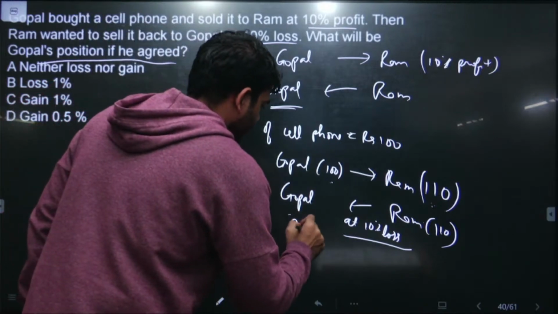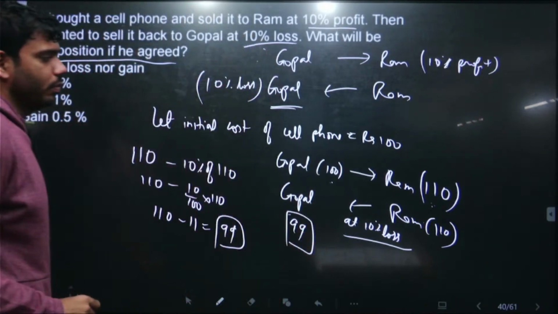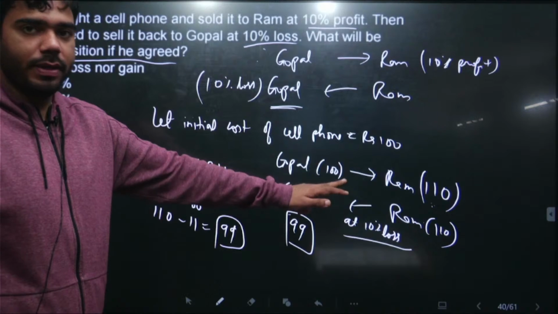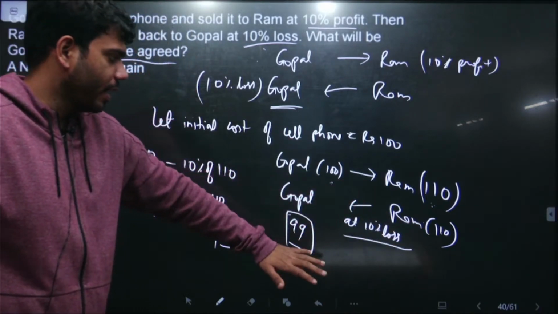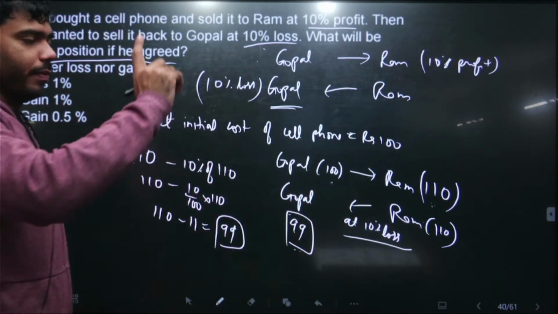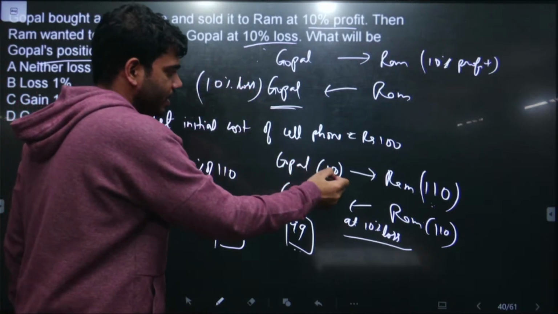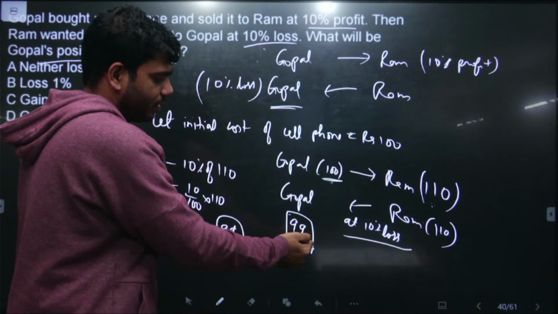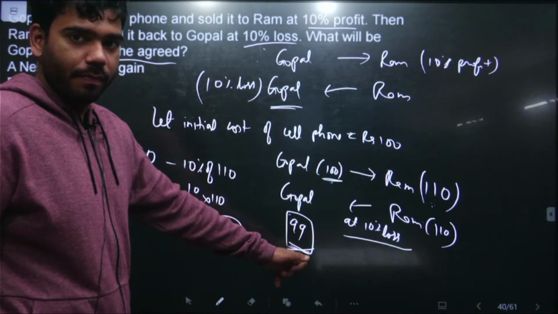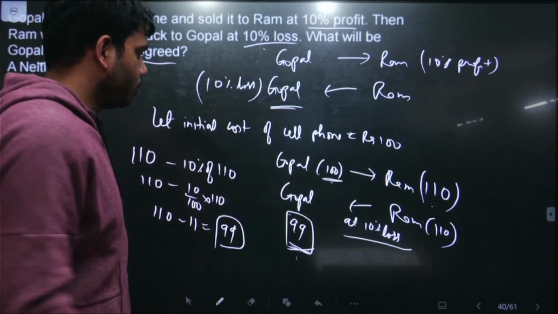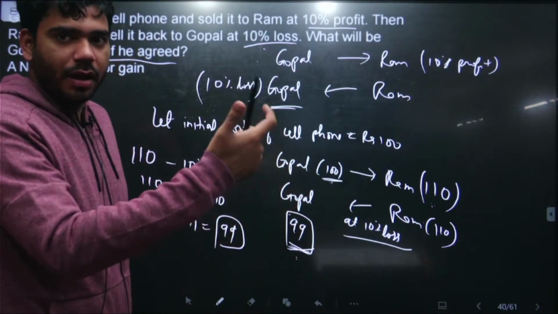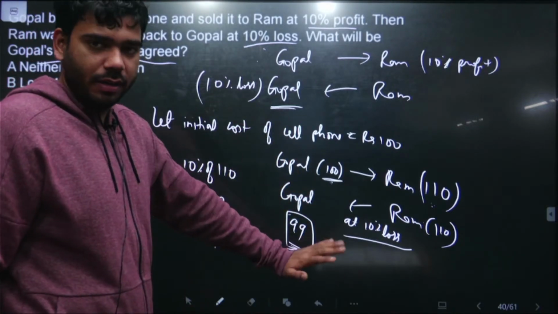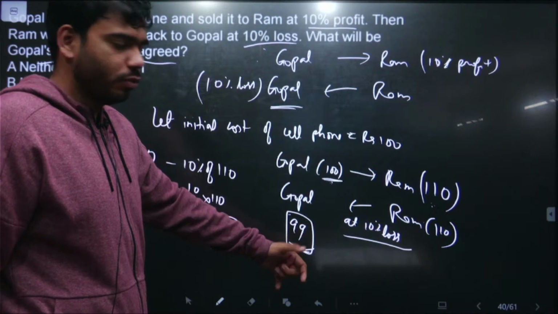So finally he is selling the same cell phone that Gopal has bought for 100 rupees. Now this Ram is selling the product at 99 rupees. Now the position of Gopal over here is initially he had bought this cell phone for 100 rupees and finally he is getting the same cell phone for 99 rupees. 99 रुपए का मिल रहा है. So he is getting a benefit. 100 rupees की commodity he is getting it for 99 rupees. So he is getting it for cheaper rate.